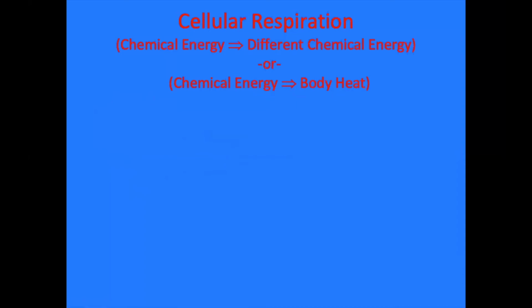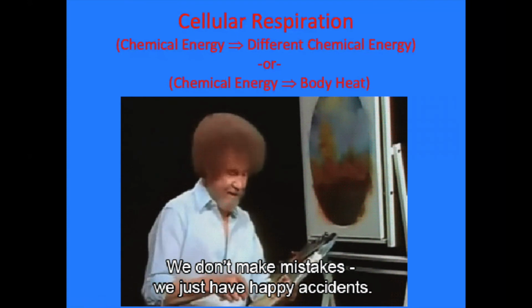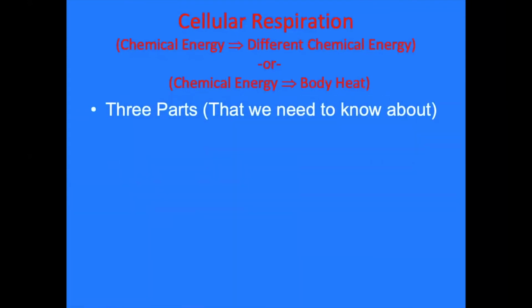When every time you make ATP, you also accidentally make body heat. It's a good thing. It's a happy accident. In cellular respiration, what we care about though is the ATP part of it. And it is going to happen in three parts that we need to know about.